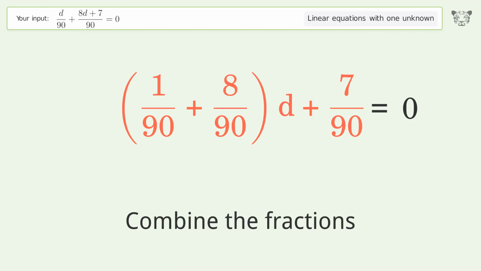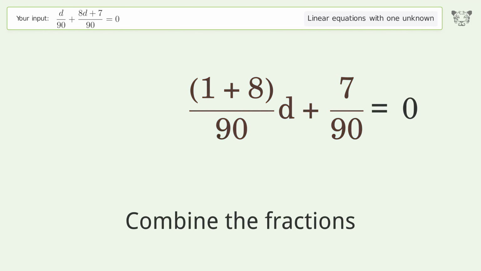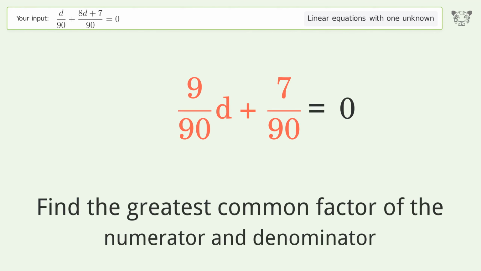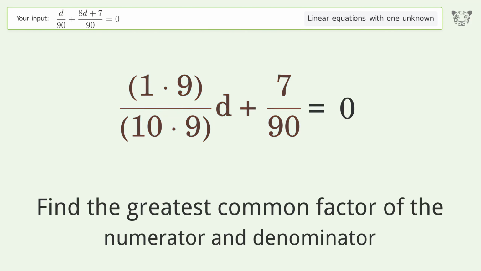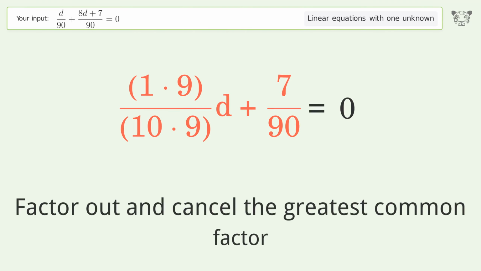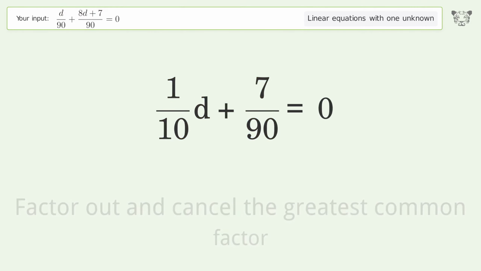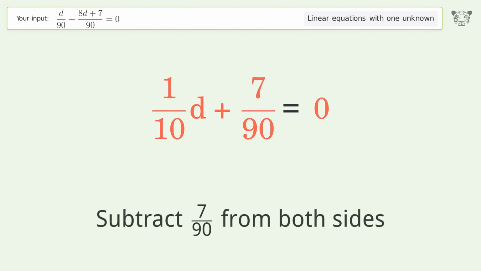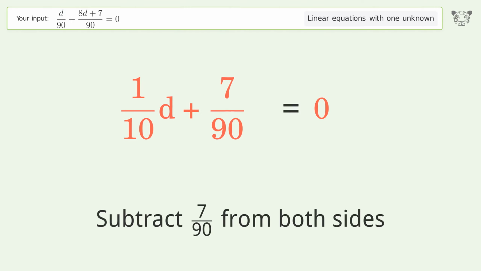Combine the fractions. Combine the numerators. Find the greatest common factor of the numerator and denominator. Factor out and cancel the greatest common factor. Group all constants on the right side of the equation. Subtract 7/90 from both sides.